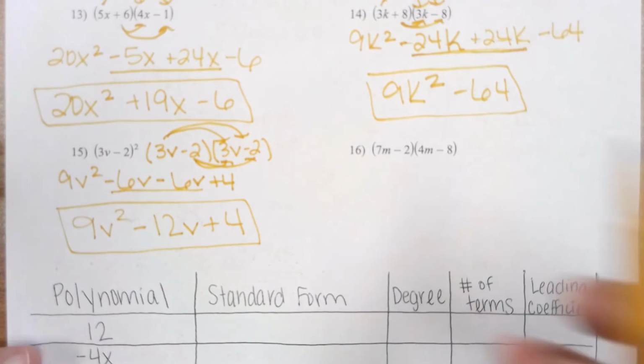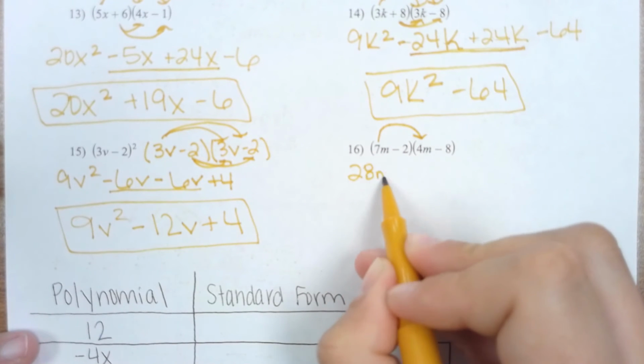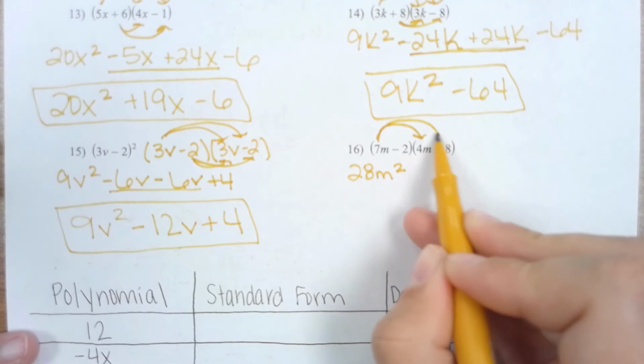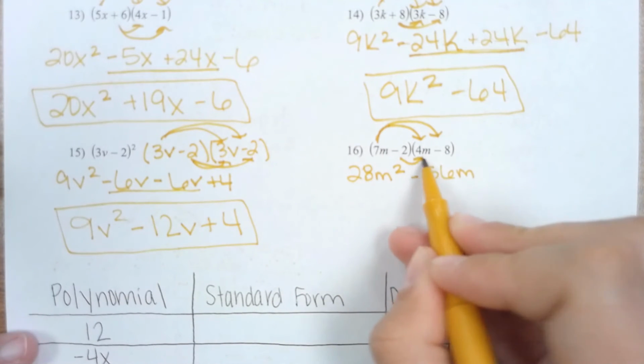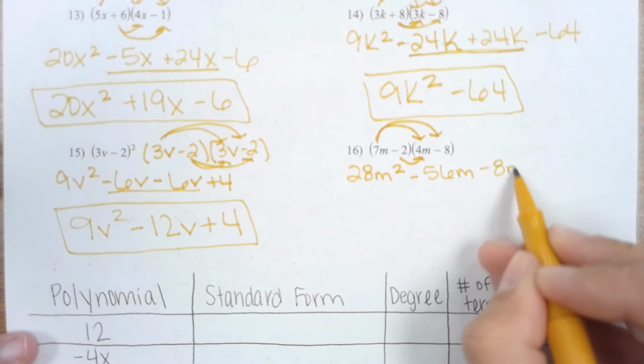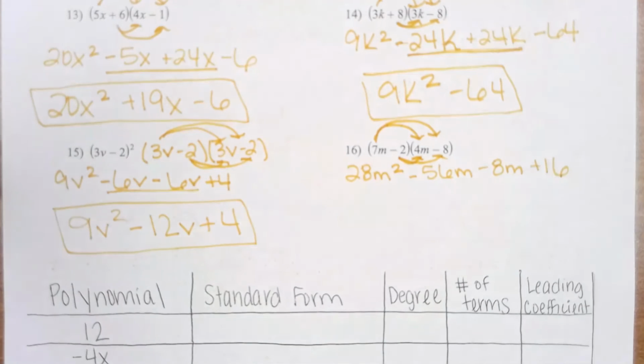All right, and then the last one here, so 7m times a 4m is a 28m squared. 7m times a negative 8 is a negative 56m. Negative 2 times a 4m is a negative 8m. And then a negative 2 times a negative 8 is a positive 16.